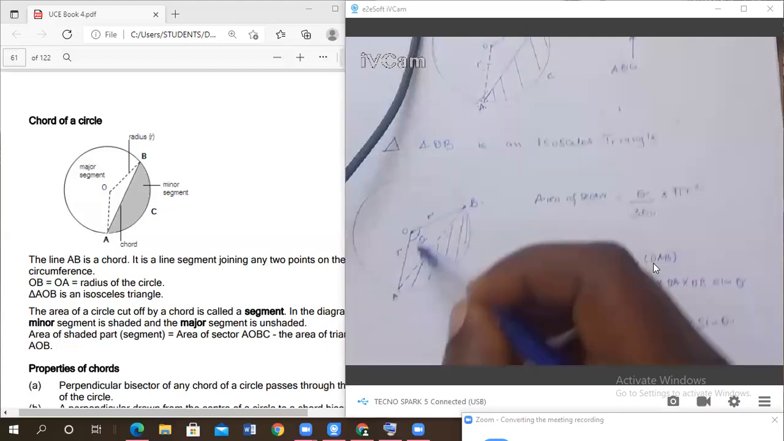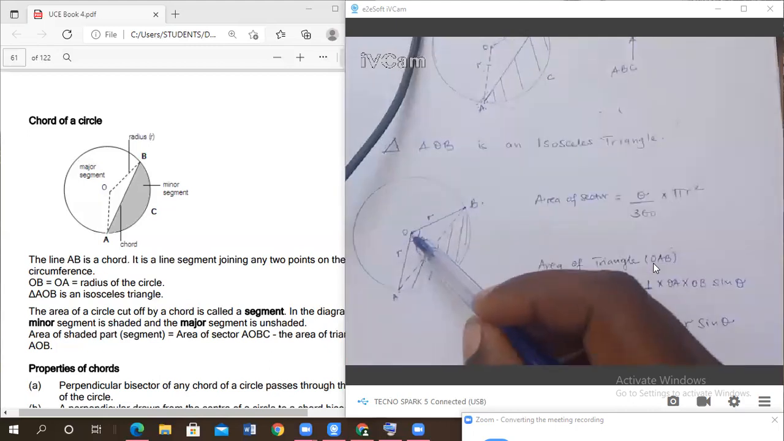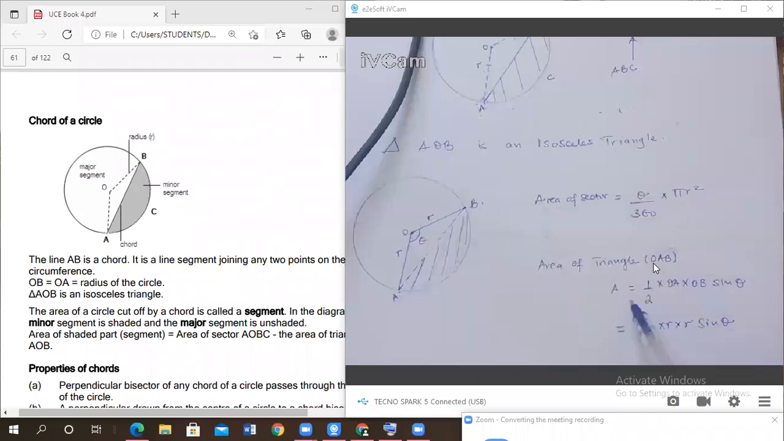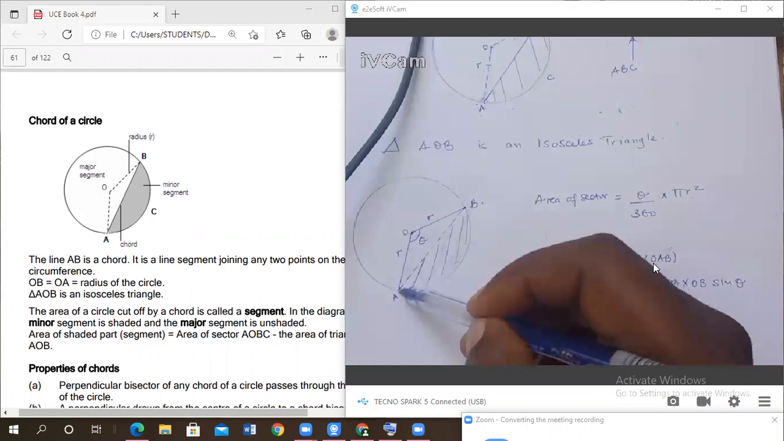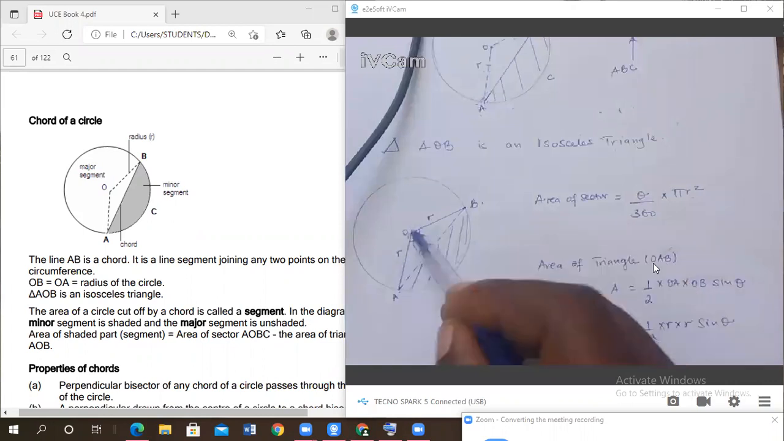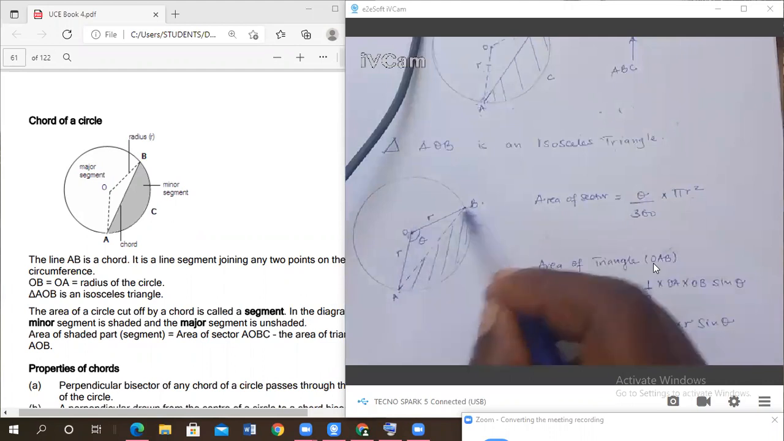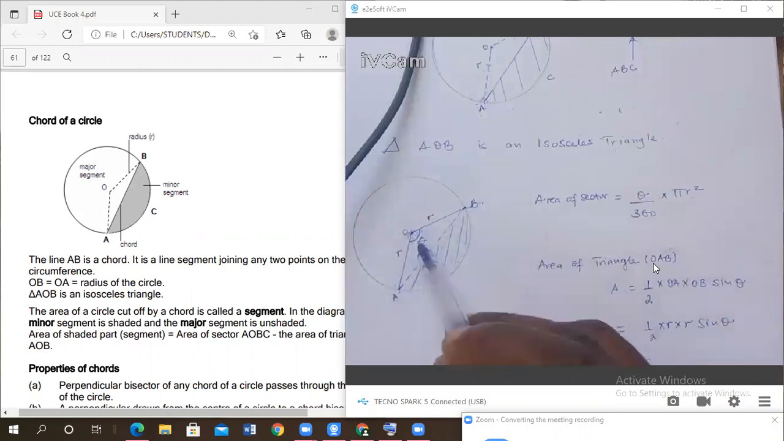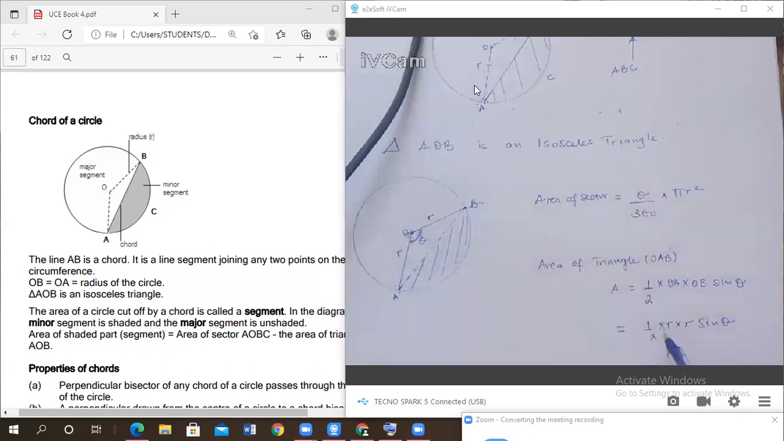Now this is a triangle which is isosceles, so we have R here and R here. To get the area of this triangle, it is given by 1/2 times OA times OB. Make sure that these sides we are saying, OA and OB, are the sides for which the angle is in between them. So it is 1/2 times OA times OB, then sine of this angle theta. So that means it is 1/2 R squared sine theta.